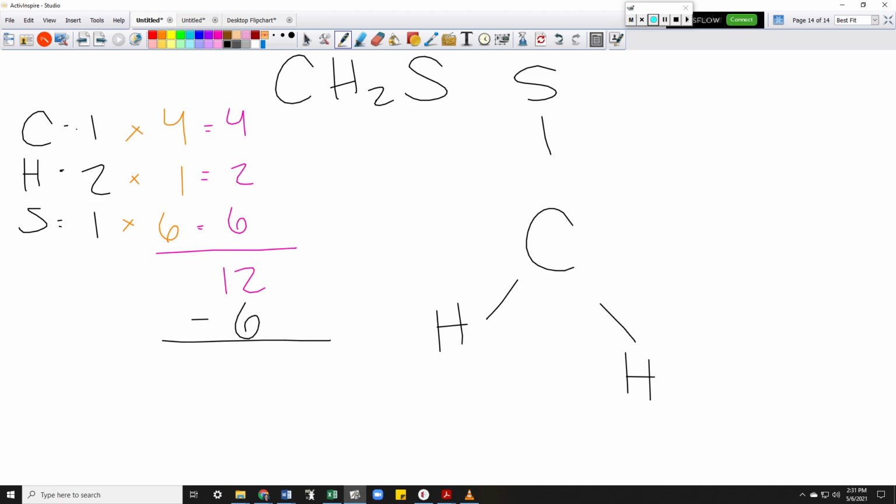1 line is how many electrons? 2. So I've got 6 left. Now I've got to give my outer ones their octet. Who's not getting any of the 6? Hydrogen. So I've got to give all 6 of them to that guy, right? So I'm out.